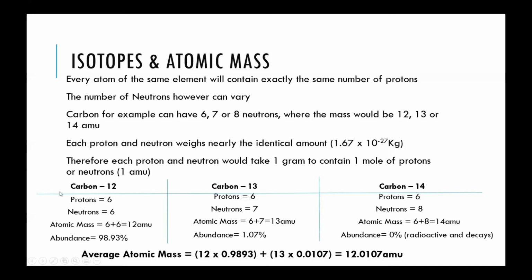So in the case of carbon, carbon has 3 different isotopes. Carbon 12, which has 6 protons and 6 neutrons. 6 plus 6 is 12. And it's an abundance of 98.93%. So the amount of carbon present is 98.93% of this kind. There is a trace amount of carbon 13. This has 6 protons and 7 neutrons.